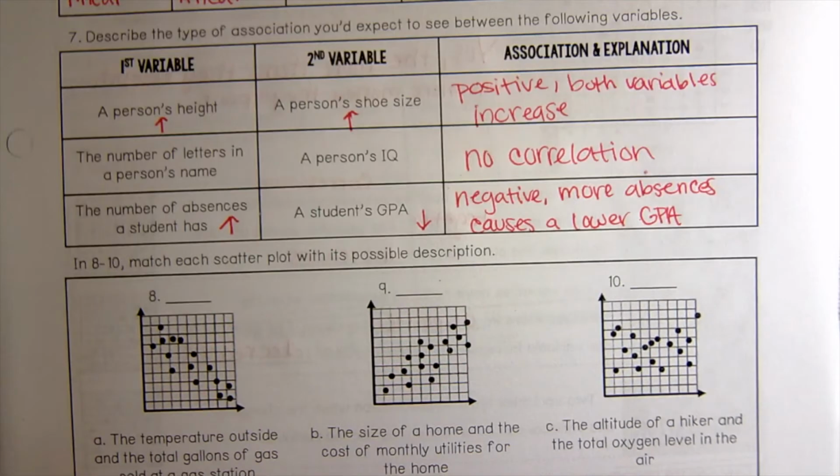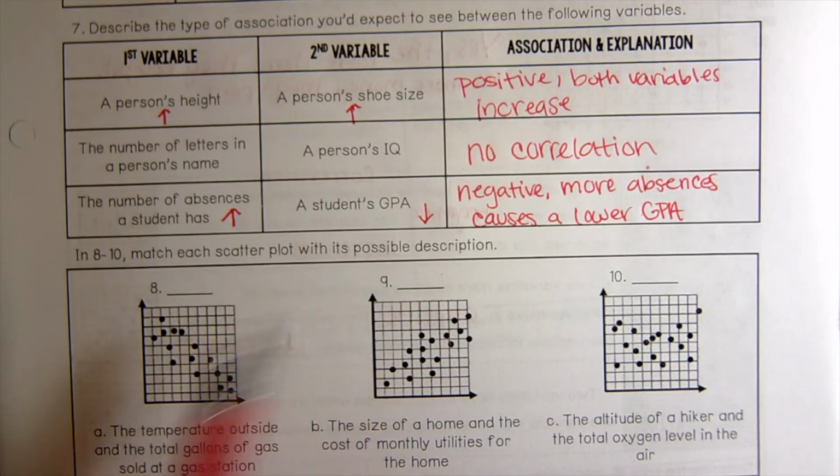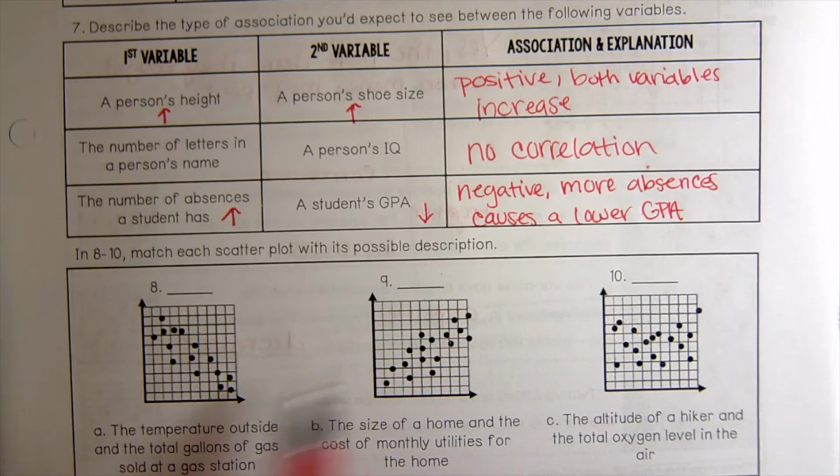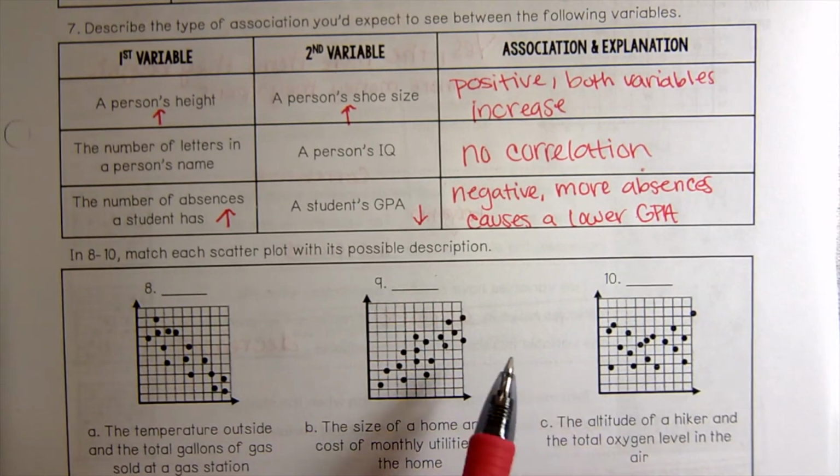All right, in 8 through 10, we need to match the scatter plot with its possible description. So let's start reading the descriptions. The temperature outside and the total gallons of gas sold at the gas station. Would that match 8, 9, or 10? 10. Why 10?